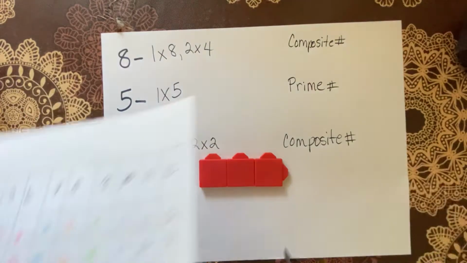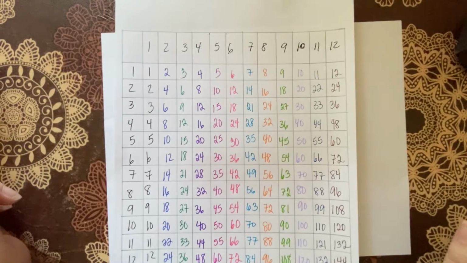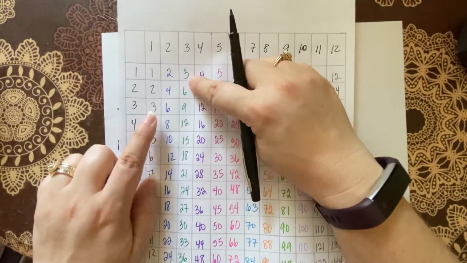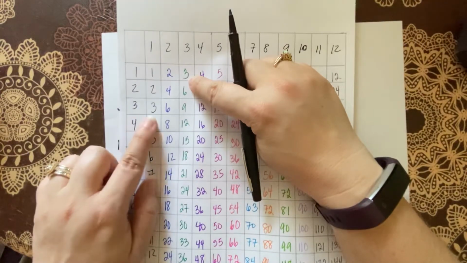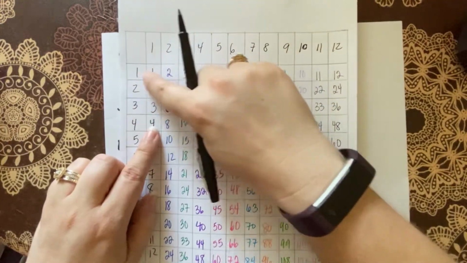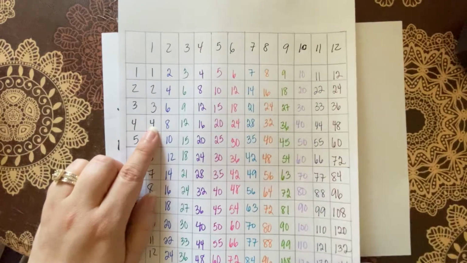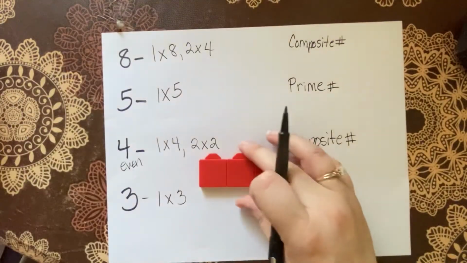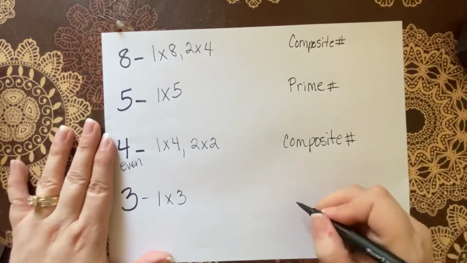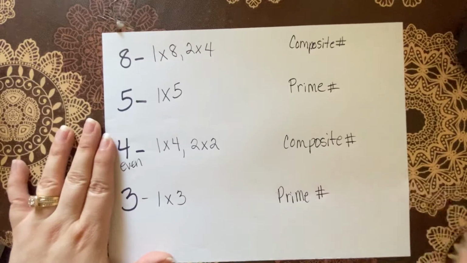So proving that on my multiplication chart, I only see 2 3s, right here and right here. Well, this one is 3 times 1. This one is 1 times 3. And remember, that's the same factor pair. So I only have one factor pair for the number 3. So that means that it is a prime number.